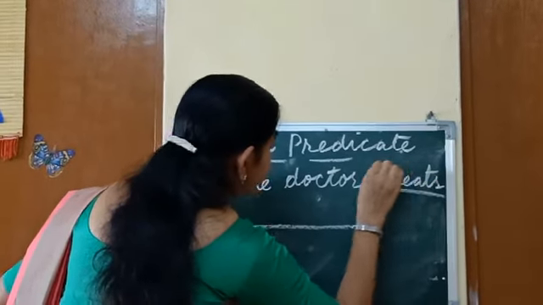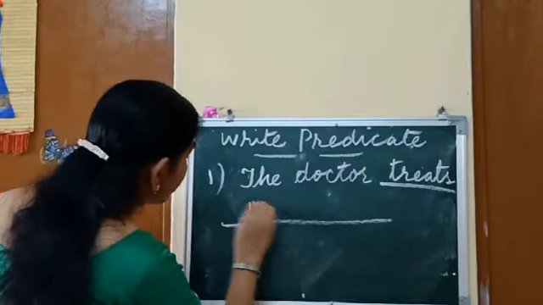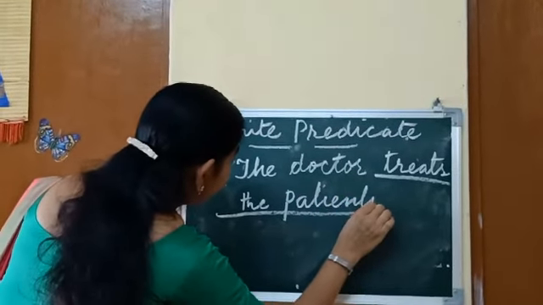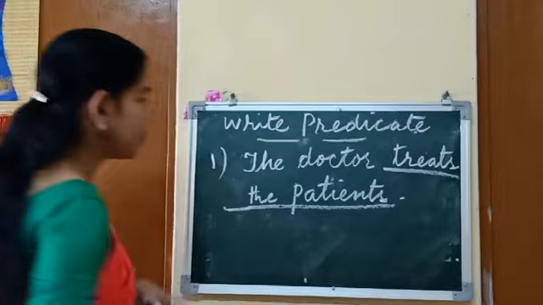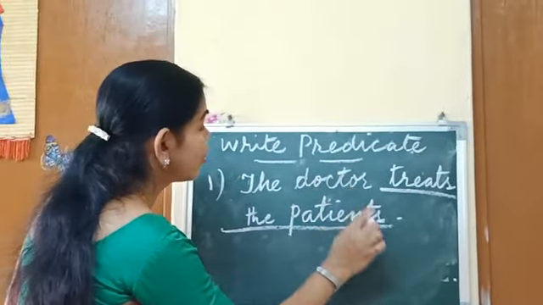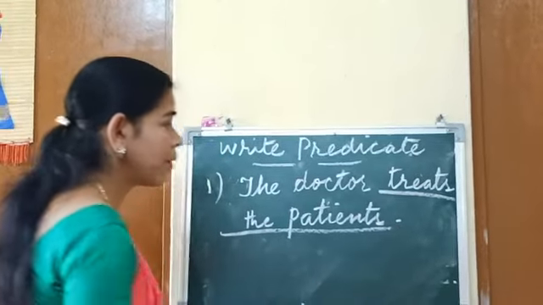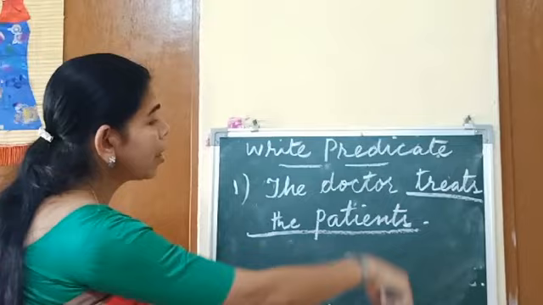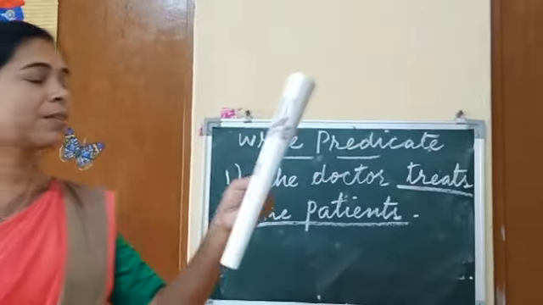Treats the patients. The doctor treats the patients. So we have just completed the predicate part of the sentence. And you should remember that at the end of the sentence you have to place the full stop. The doctor treats the patients. This is the predicate part. We have filled it in the exercise.